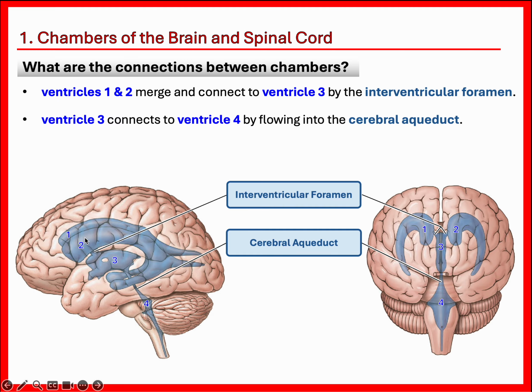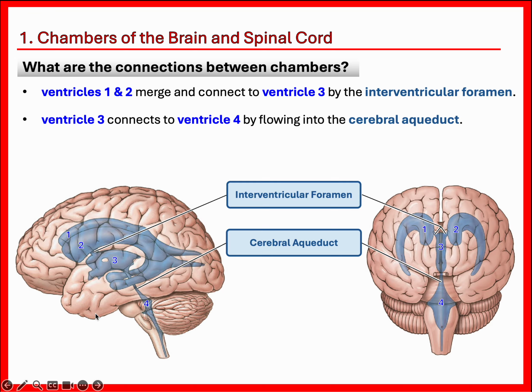Ventricles 1 and 2 merge together, right? And connect to ventricle 3 via the interventricular foramen. Inter means between the ventricles, right? Foramen means a hole, right? So do you see this little passage here? It allows the CSF in ventricle 1 over here to go into ventricle 3. Ventricle 2 goes into ventricle 3, right? And so all the CSF merges into this one chamber, right?